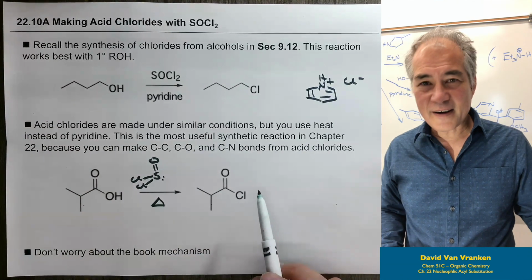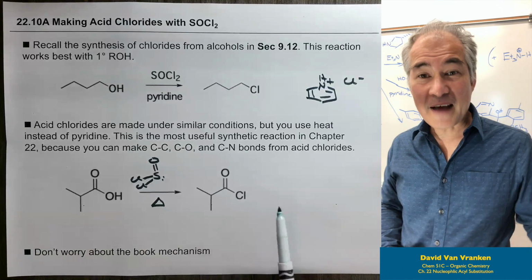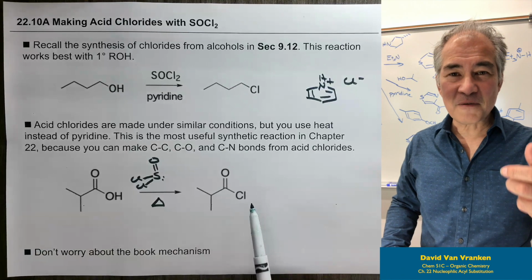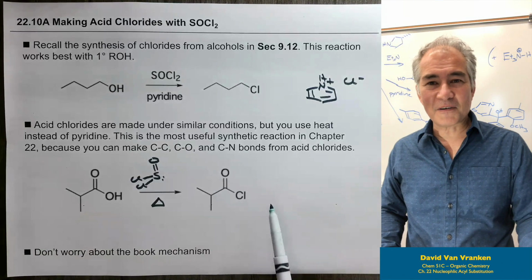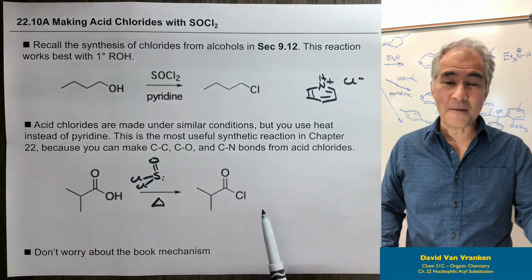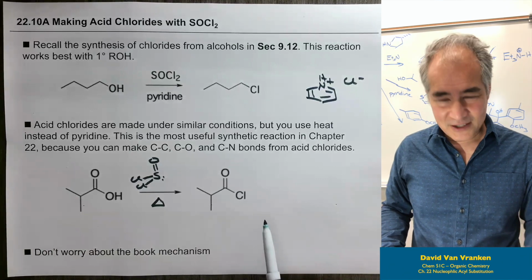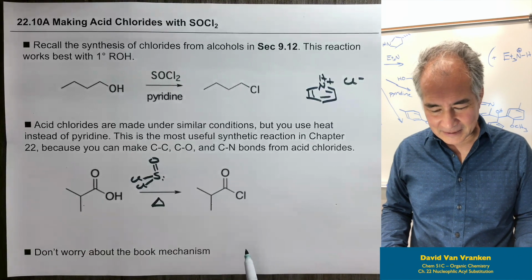And boy, once you've got an acid chloride, you can do Friedel-Crafts acylation reactions. You can convert them into esters in high yield using an alcohol and pyridine. You can convert them into amides in high yield by throwing in an amine and triethylamine. It's so valuable to make acid chlorides.